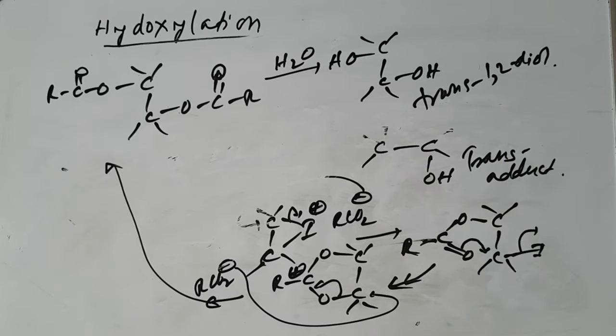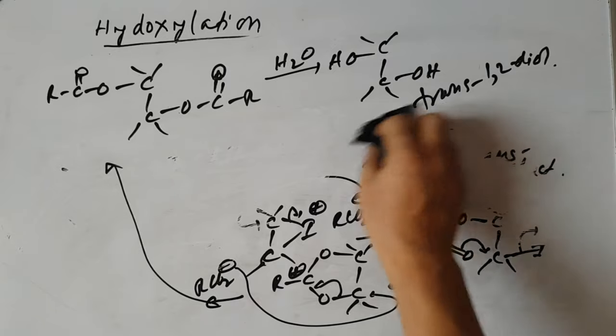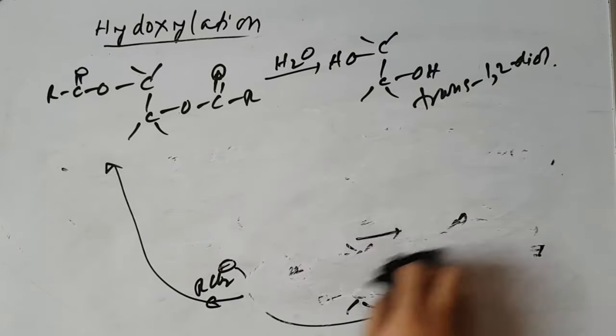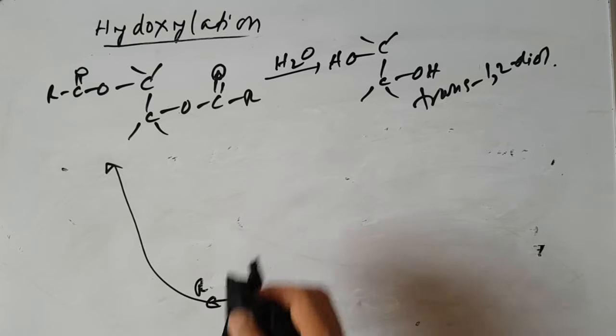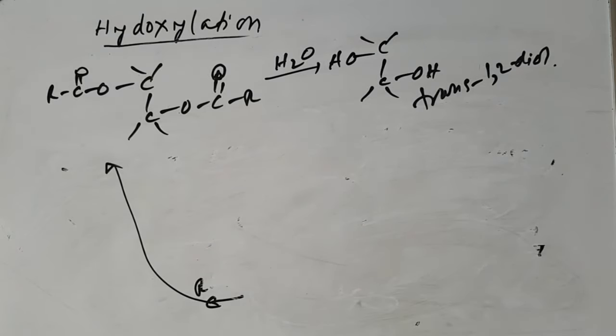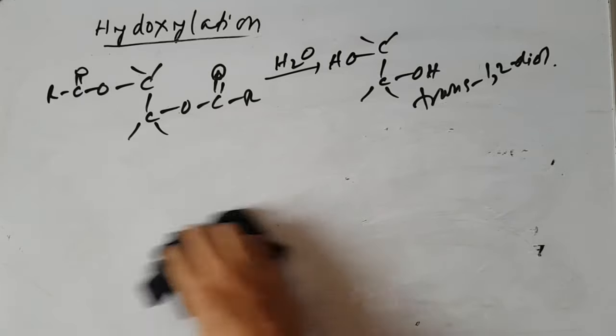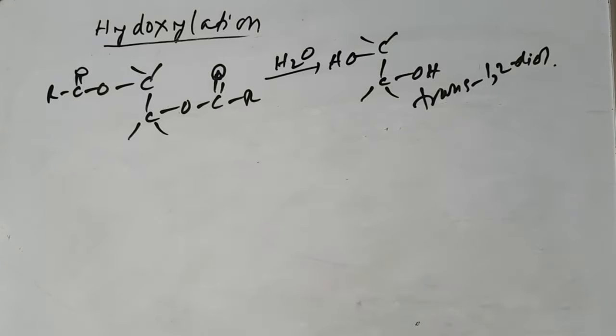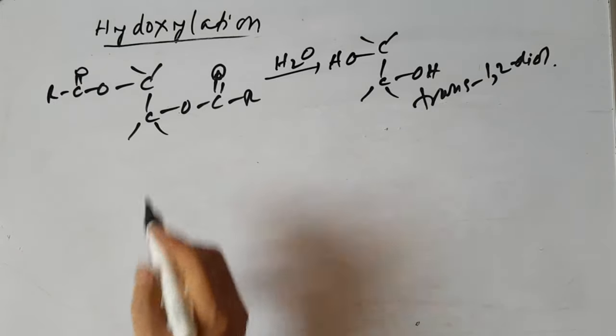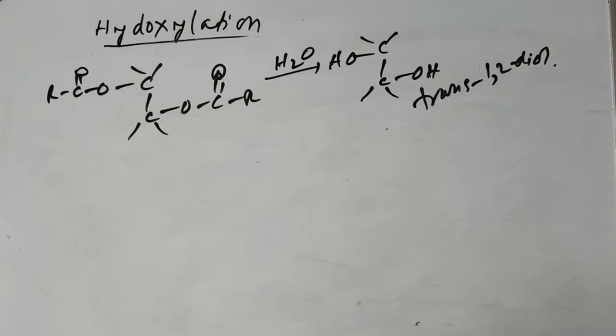So I'm repeating again. Here, first, the alkene reacted with iodine to give an iodo product, addition takes place, then attack by the carboxy group from the back side. So we got another intermediate, and another molecule attacks from the opposite side. So we got this diacetate intermediate, and on hydrolysis we got this trans 1,2-diol. So this is about the previous method of hydroxylation.